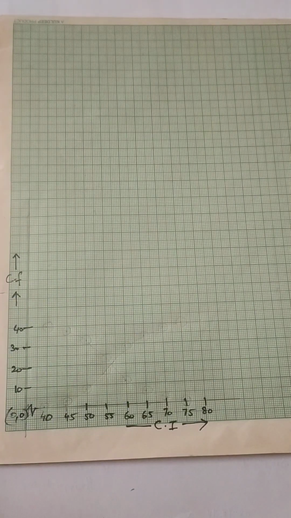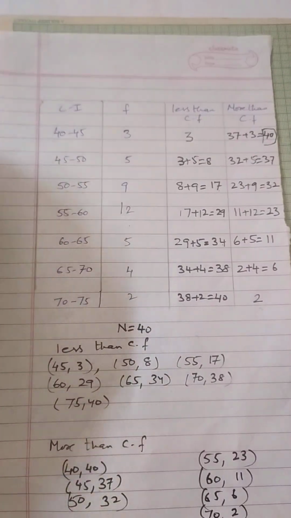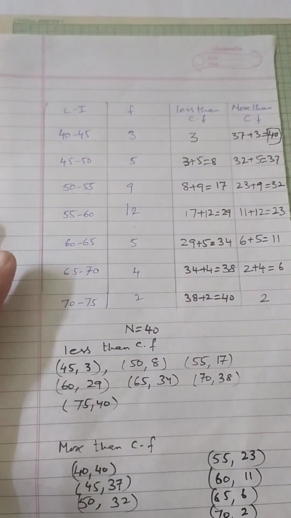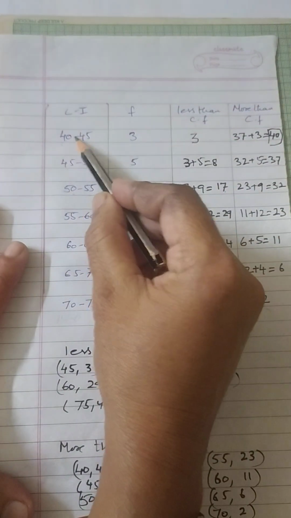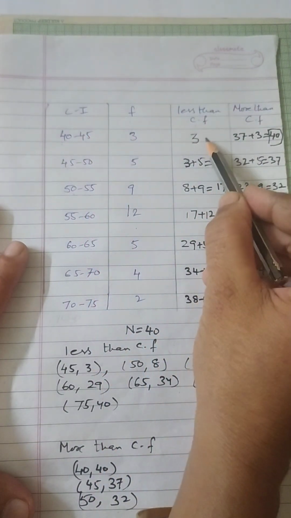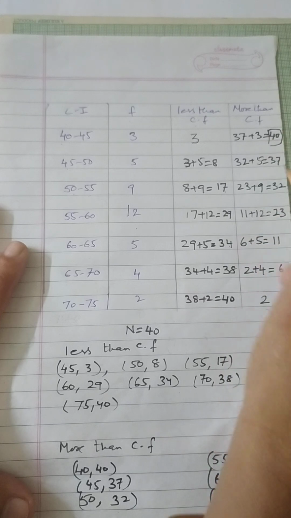Now we know that there are two types of cumulative frequencies. One is a less than cumulative frequency and the other is more than cumulative frequency. And we have already learned how to find them out in the previous lesson. Now here I have class intervals, frequencies, less than cumulative frequencies and more than cumulative frequencies.